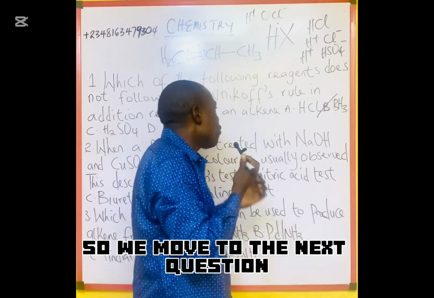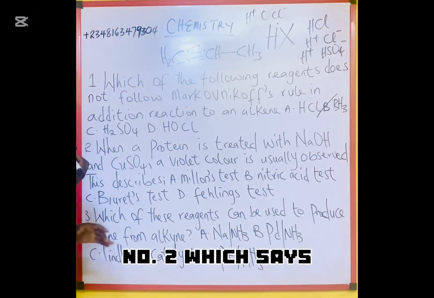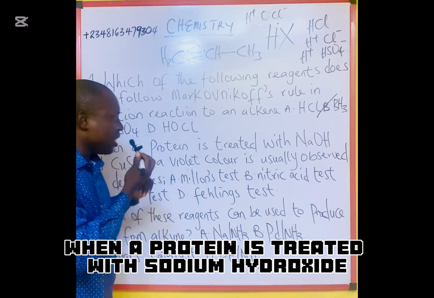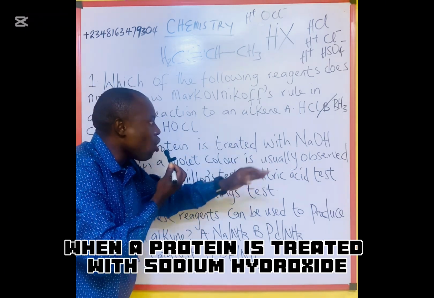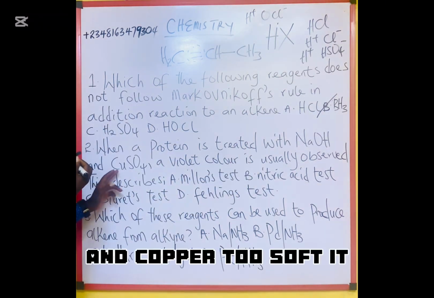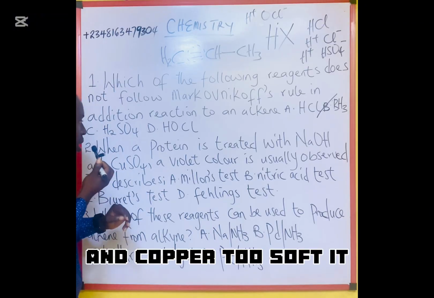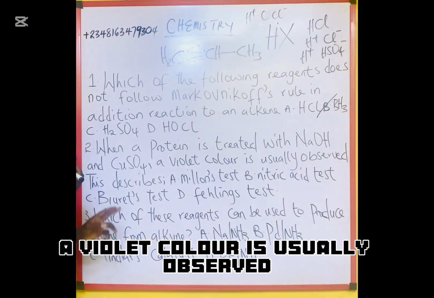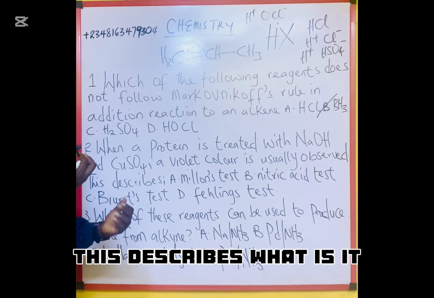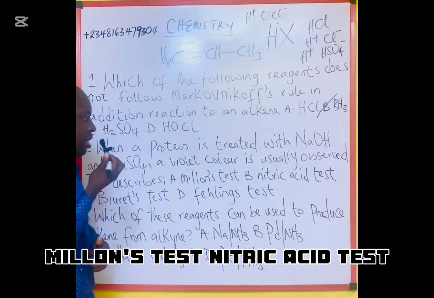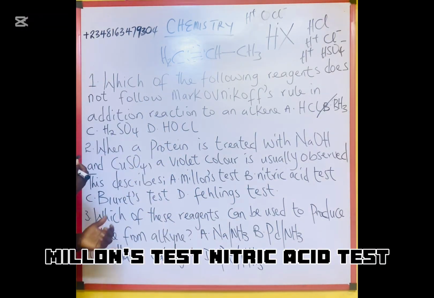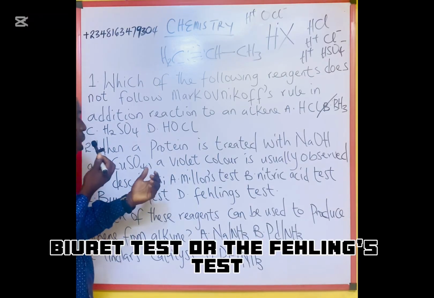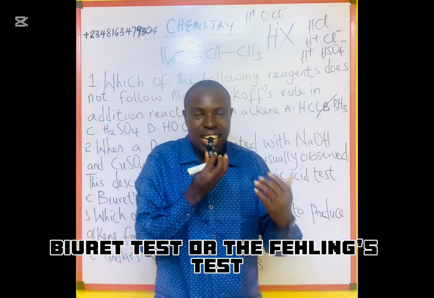So we move to the next question, number 2, which says, when a protein is treated with sodium hydroxide and copper 2 sulfate, a violet color is usually observed. This describes what? Is it Millon's test, nitric acid test, Biuret test, or the Fehling's test?